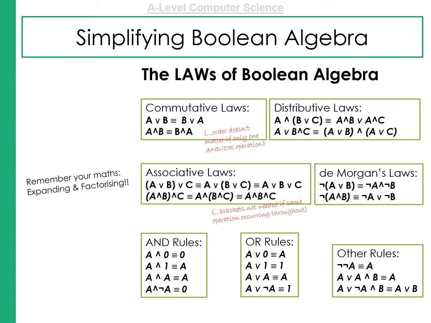There are a few other rules. Think of two negatives giving a positive, so not not A gives A. A or (A and B) is A. A or (not A and B) is A or B. It's just a matter of remembering some of these laws.